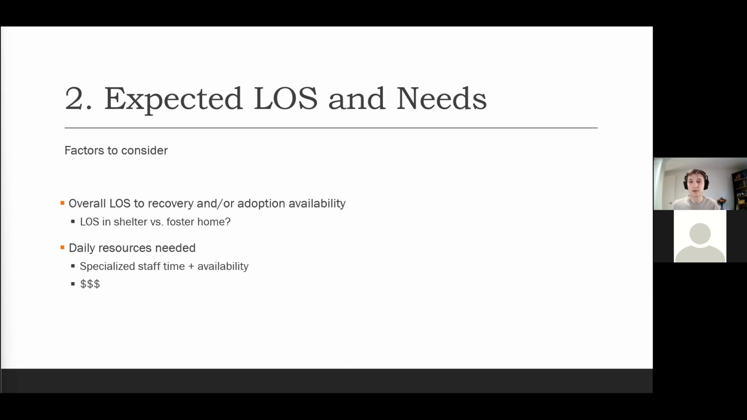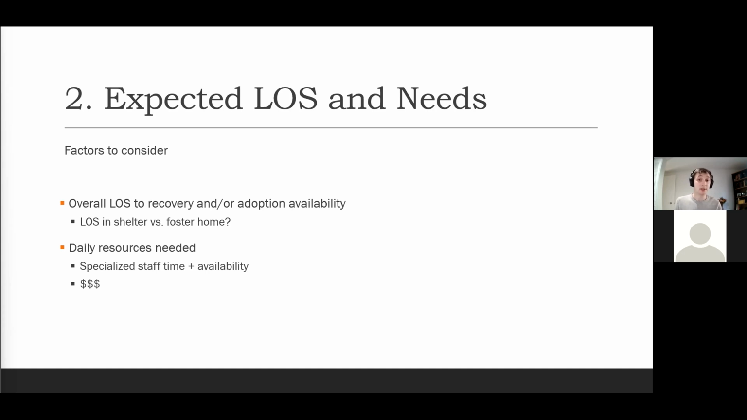What are the daily resources needed for this animal? And this is a really important one in my opinion, and one that we might not be asking ourselves often enough. So what is the specialized staff time that I'm expecting that this animal will need, and what is the availability? So let's take once again that example of amputation versus orthopedic repair. If I am doing an amputation, probably morning rechecks and comfort during the day and a few rechecks here and there, but probably less than 15 to 20 minutes a day.